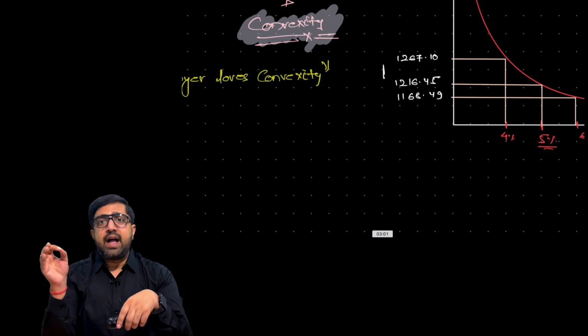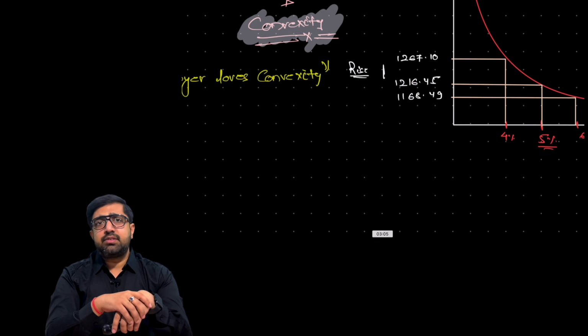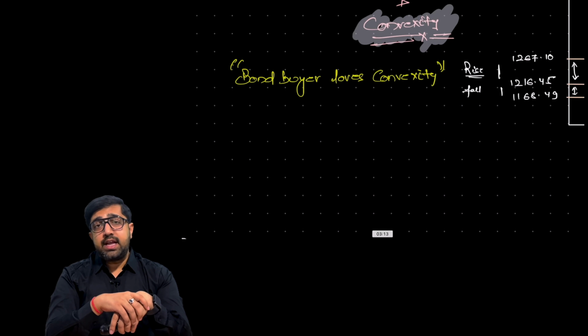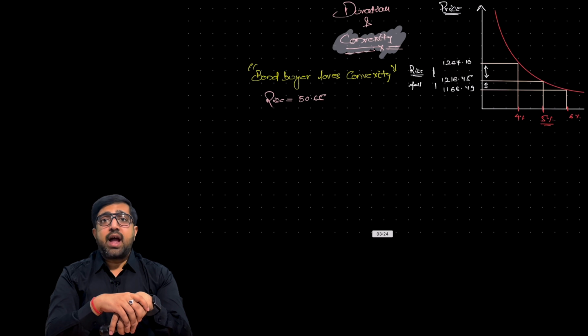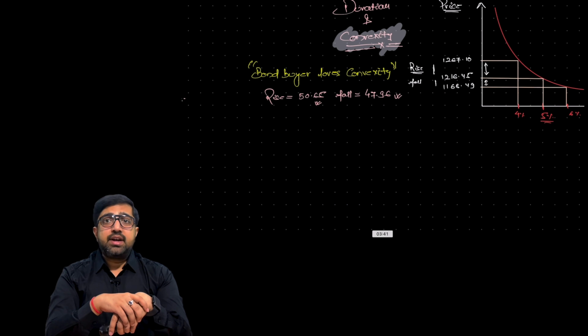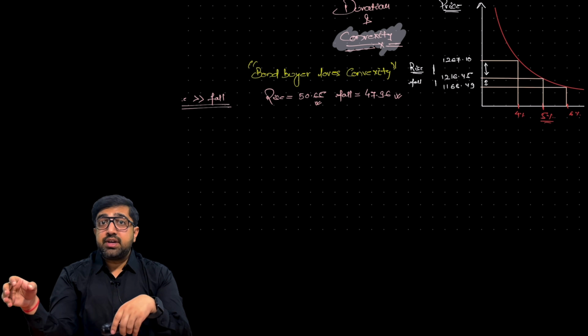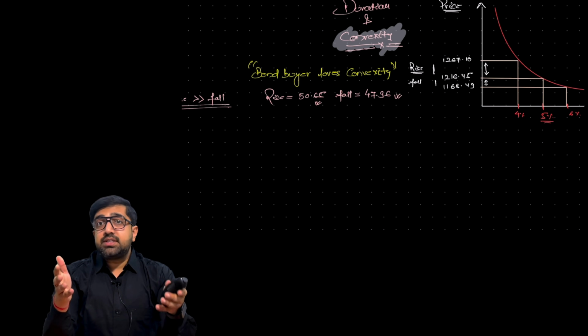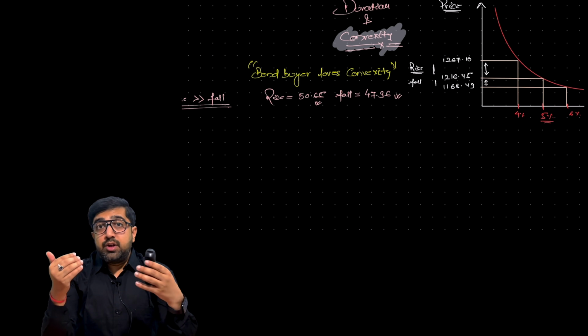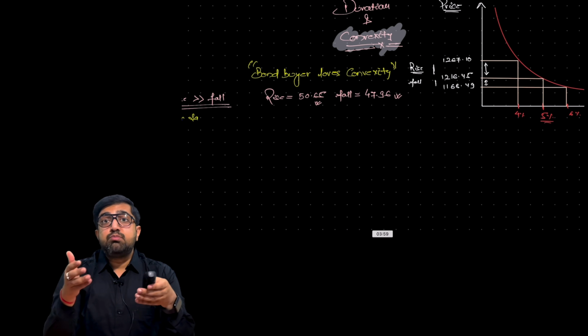Now observe carefully that the rise in the bond price is higher than the fall for the same change in interest rate. Rise is 50.65 and fall is 47.96. So the rise is greater than the fall in the bond price for the same change in interest rate. And that you will love as an investor when your asset prices rise more than they fall.